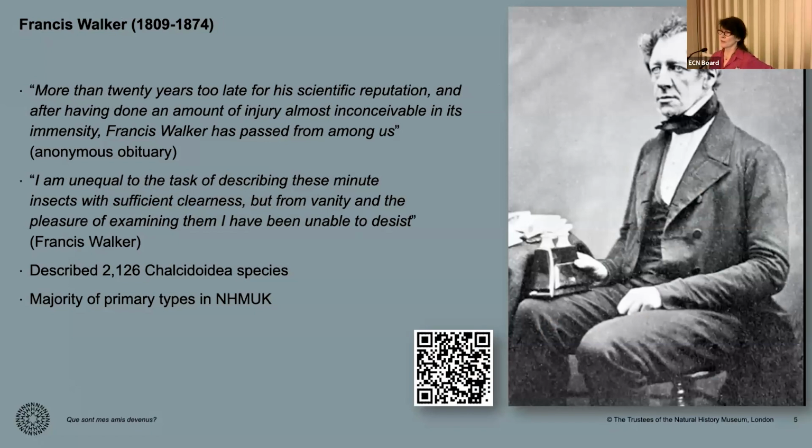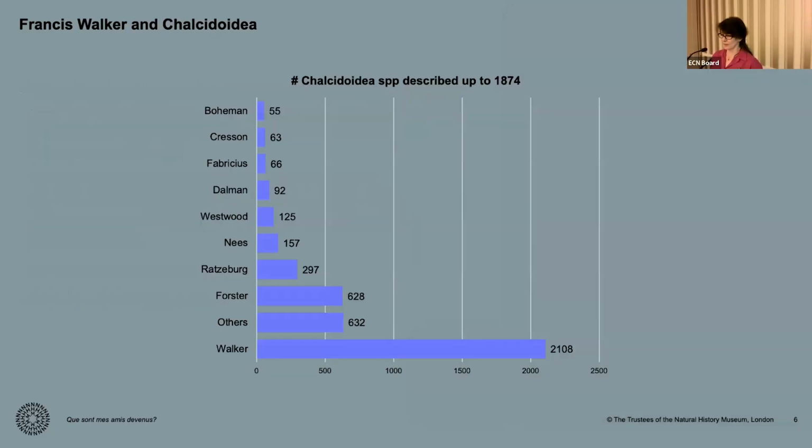So Francis Walker was, of course, a famous entomologist of the 19th century. If you haven't read it yet, I encourage you to read Neal Evenhuis' article on Walker, which you can get to using Discord. And I will not go into how good or how bad he was as a taxonomist. I leave you with those two quotes, one from a famous obituary and one from Walker himself, both of which seem to suggest that his taxonomic skills were somewhat lacking, which is something to keep in mind for my project.